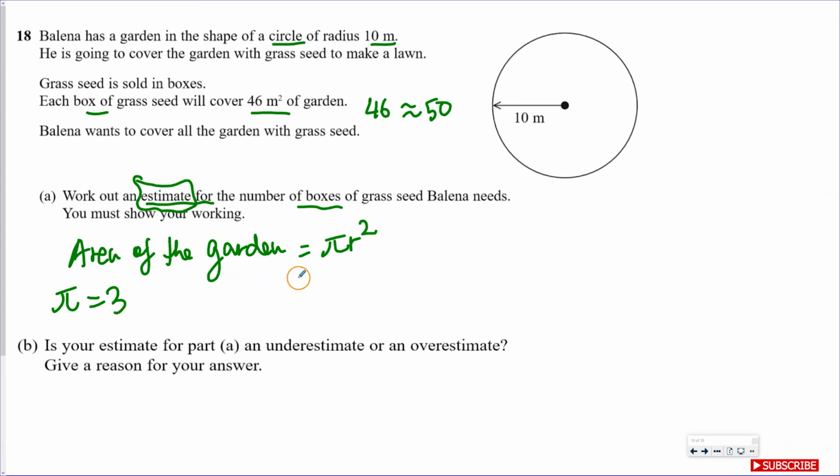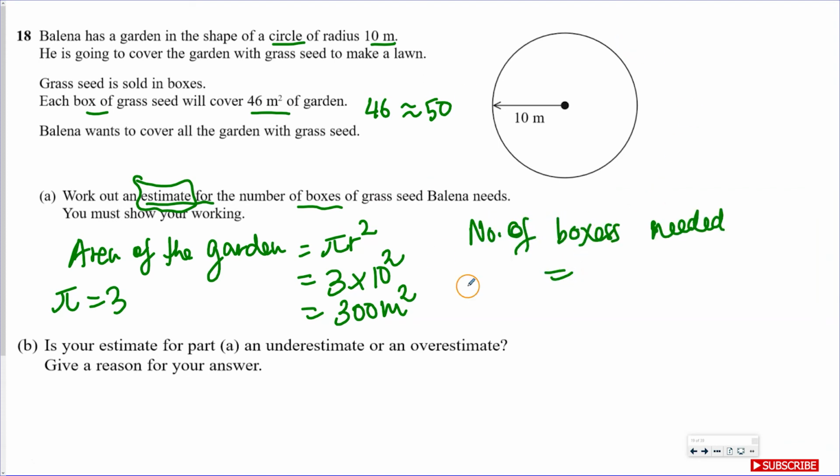Okay, so the area of the garden is going to be equal to 3 times the radius squared. So 10 squared is 100, and 100 times 3 is 300. So this is equal to 300 meters squared. Now to find the number of boxes, the number of boxes needed is equal to the total area, which is 300, divided by how much area each box will cover. Each box of seeds will cover 50, so you need to do 300 divided by 50, which is 6 boxes.